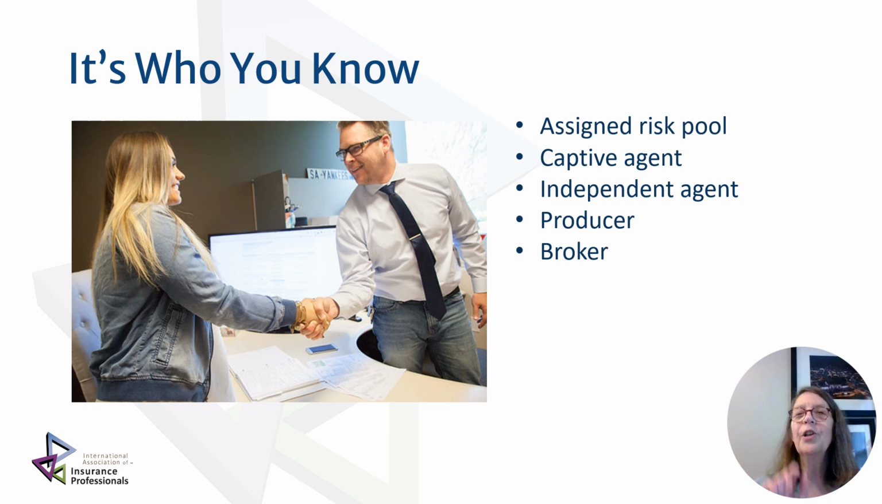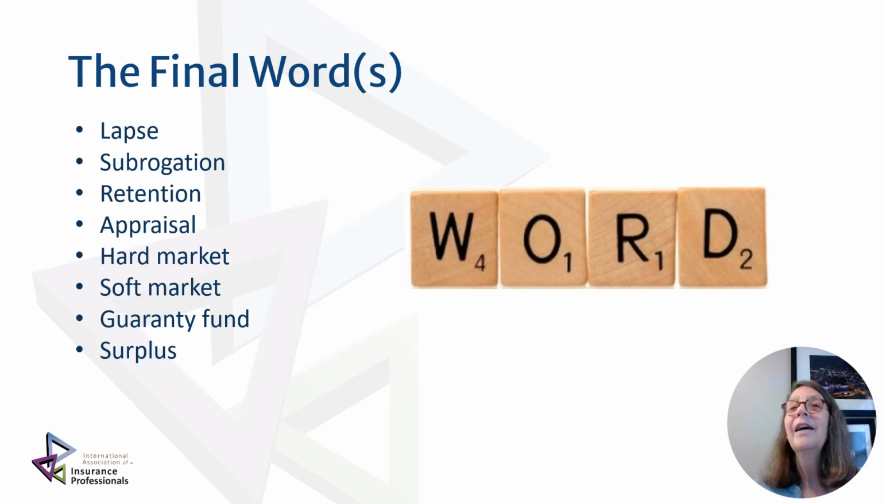Agents work for the company. Brokers work for you. And producer. A producer is a person who sells, services, or negotiates insurance coverage. They can be an agent, they can be the broker, or they can be the underwriter. An assortment of words used in the insurance biz.